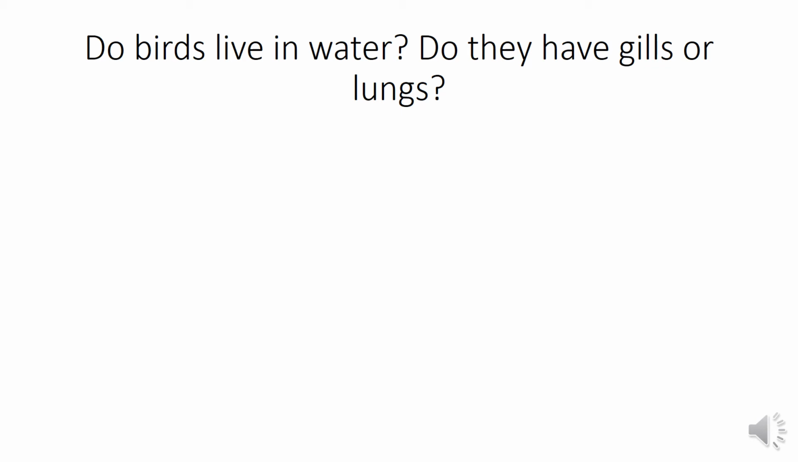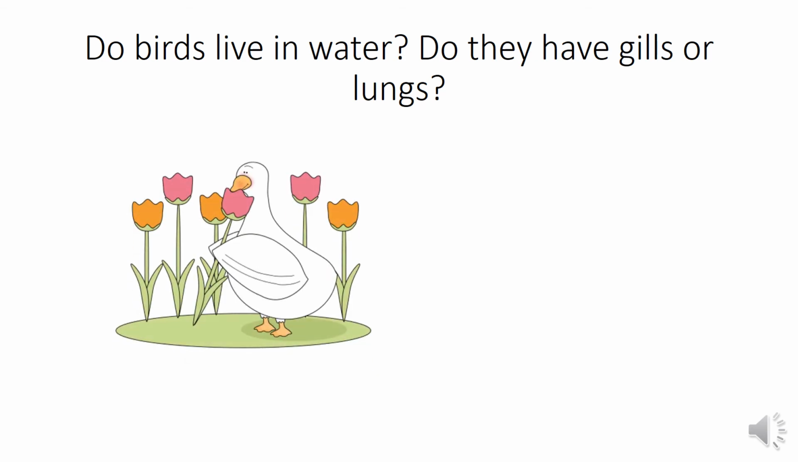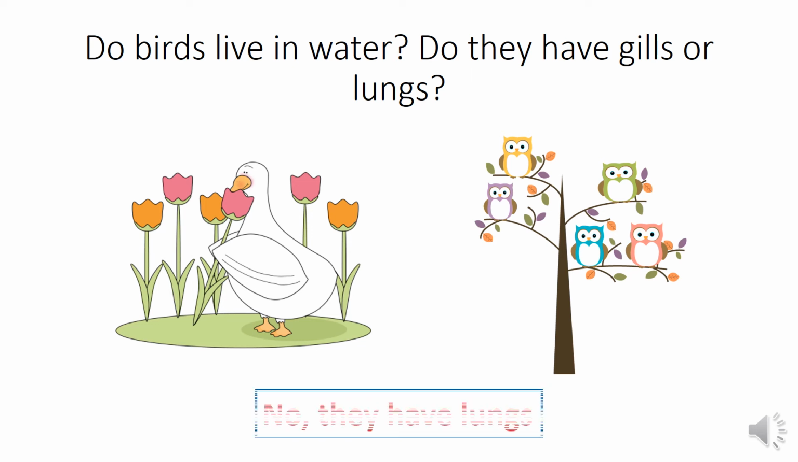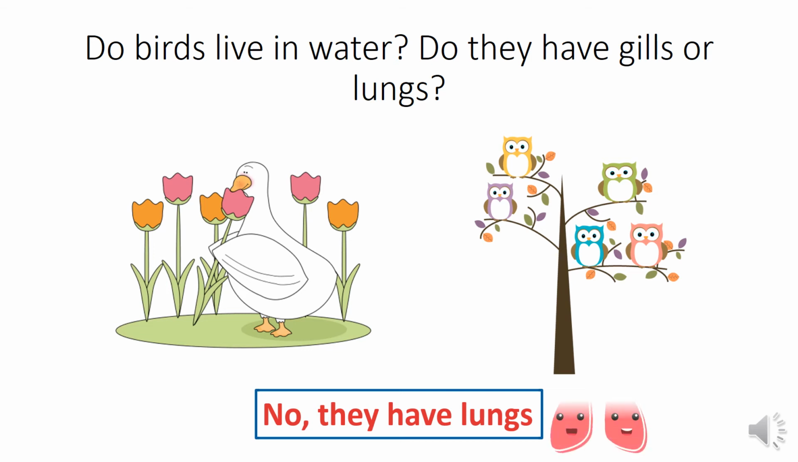Now let me ask you, do birds live in water like the fish? Do they have gills to breathe or do they have lungs to help them breathe? Where do they live first of all? Look at this duck. It lives on land. Also, they live on trees. So no, they do not live in water. So what do they use? They use the lungs. They have lungs. Do you remember the lungs? These are the lungs.